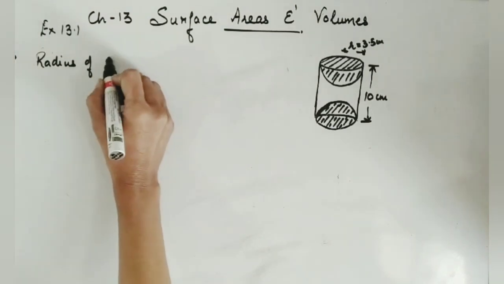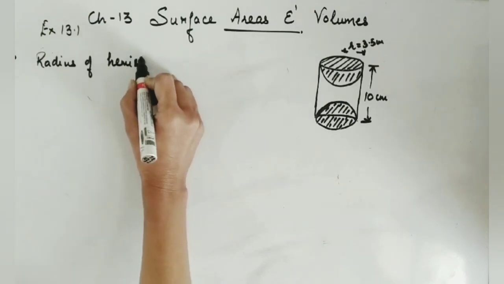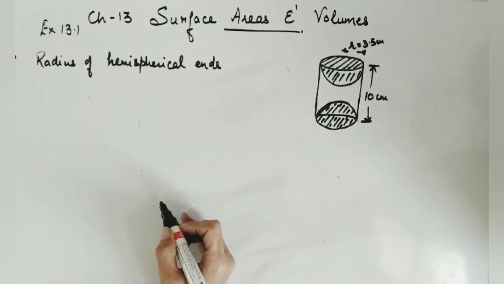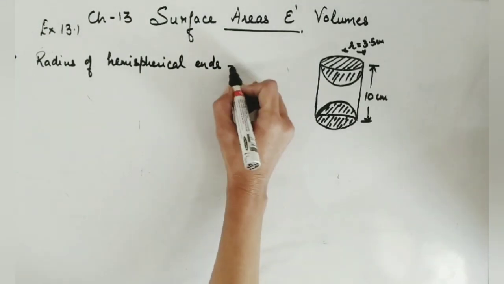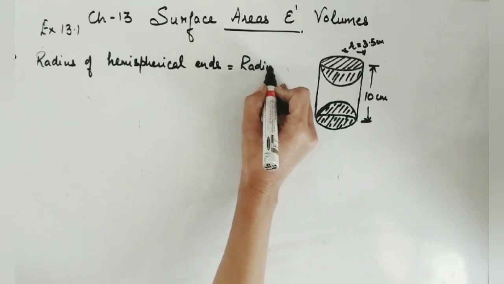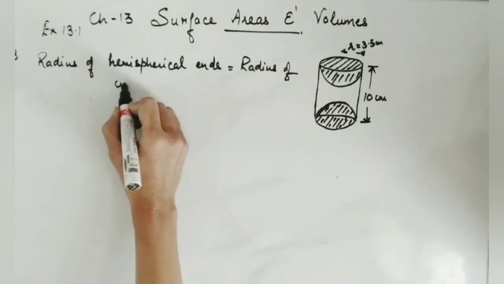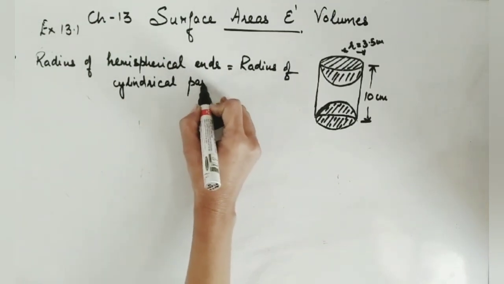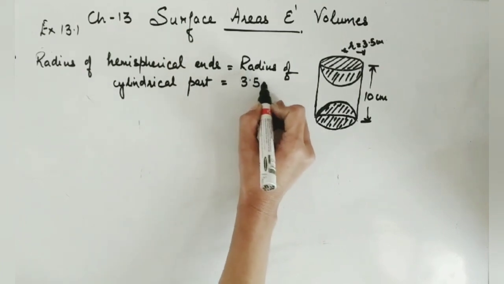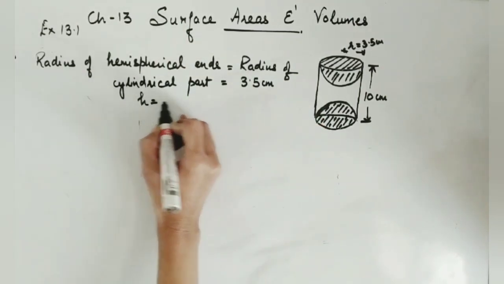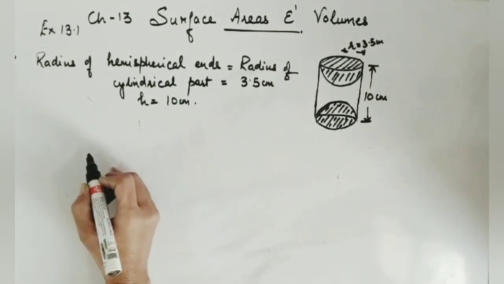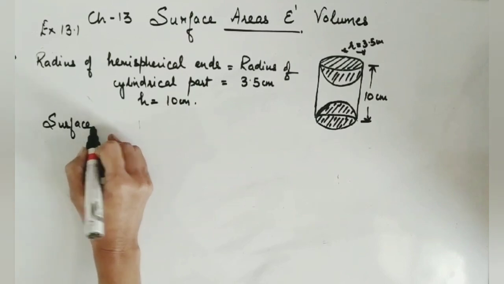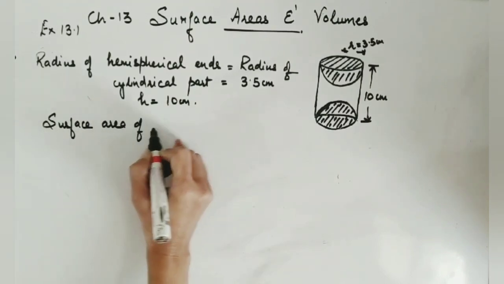Radius of the hemispherical ends is equal to the radius of the cylindrical part, and that radius is 3.5 centimeters, and h is given, the height is 10 centimeters. Now what is the surface area of this article? This complete shape, its surface area is required.